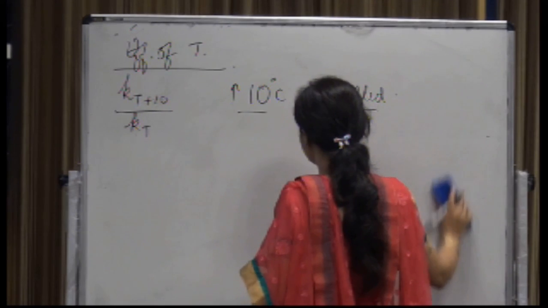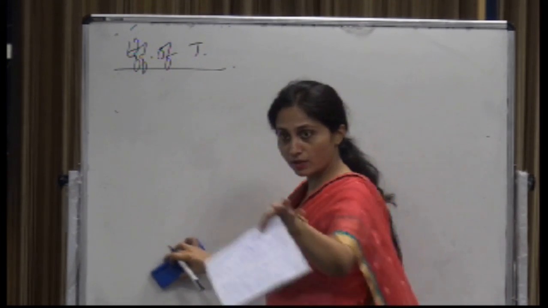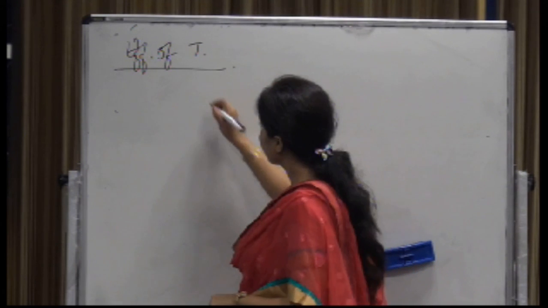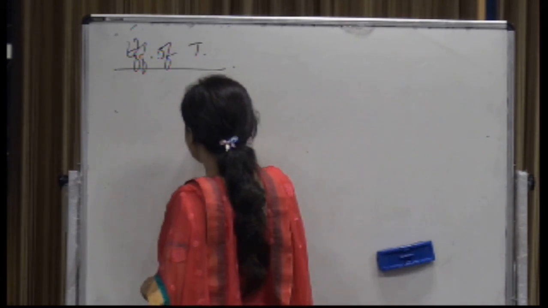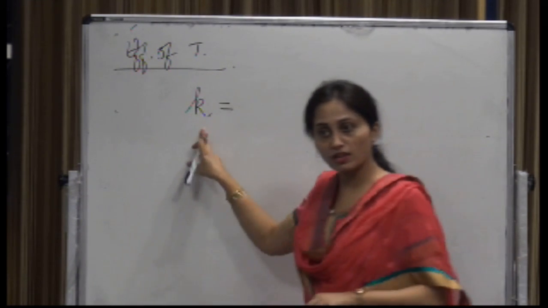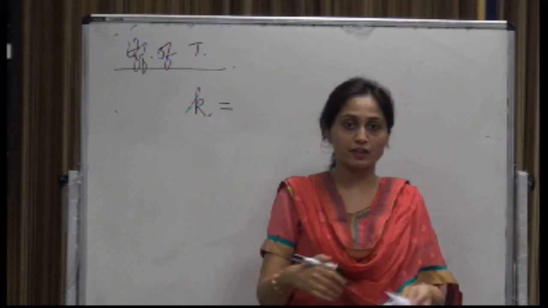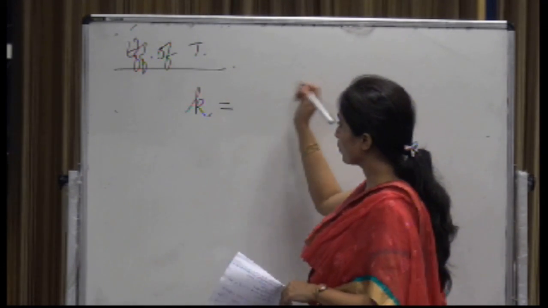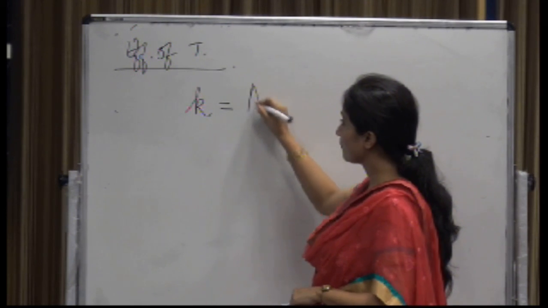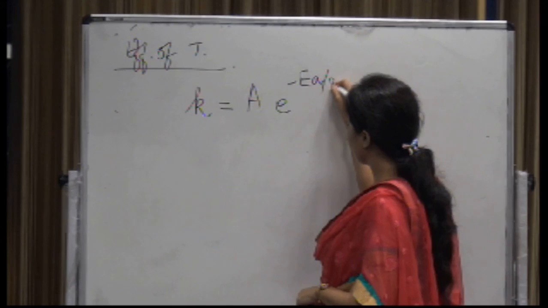And this dependence is also shown by the Arrhenius equation, which somebody asked as a doubt. The Arrhenius equation is, you have the rate constant K. Now you all are familiar with the rate constant and the units for a zero, first, second, nth order reaction. So you have K equal to A e to the power of minus Ea by RT.